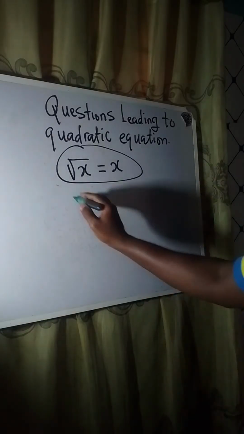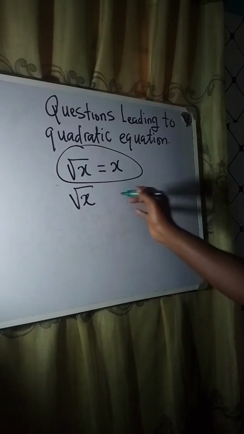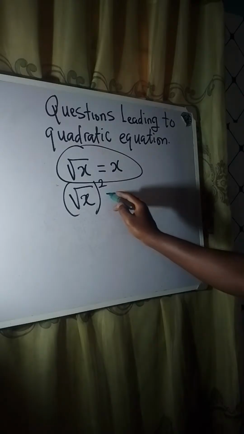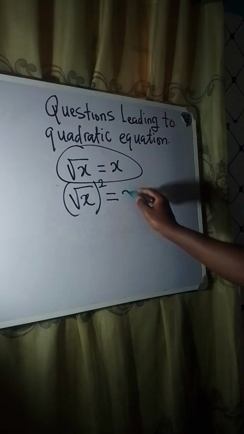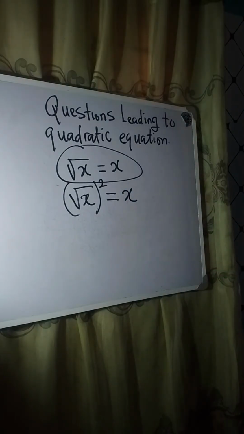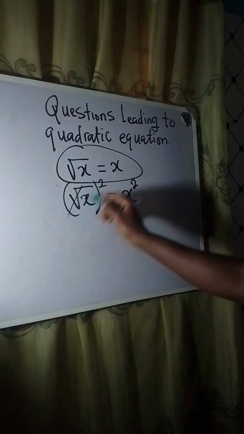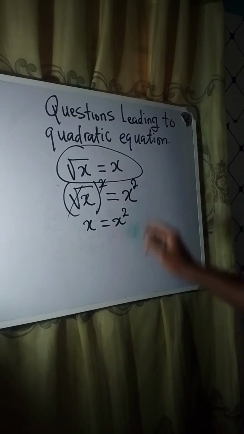Our target is to remove the square root. Remember, a quadratic equation would have a square, not a square root. So to remove this square root, we are going to square what we have there. Whatever we do on one side, we have to do on the other side. So this is equal to x squared because we've squared the left hand side. This will take the square root out, so we have x now equal to x squared.